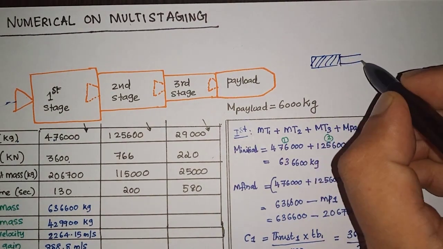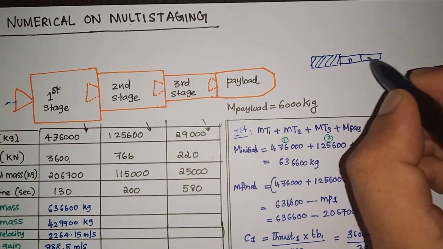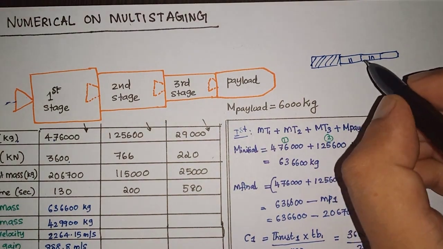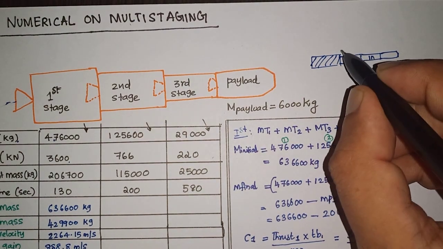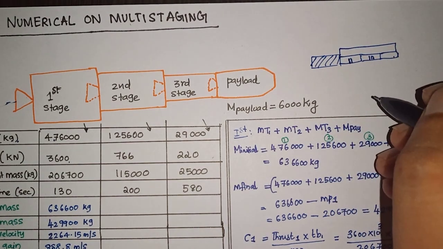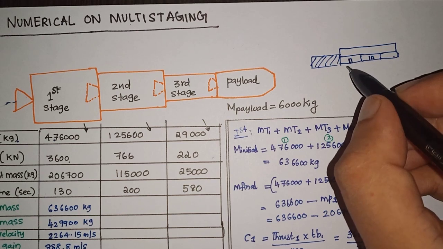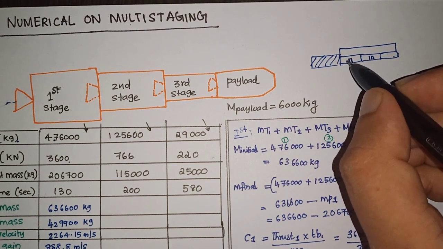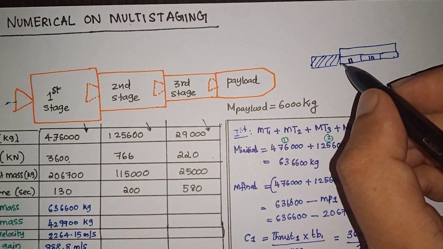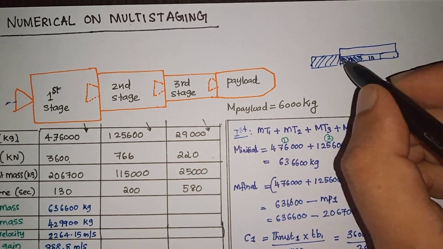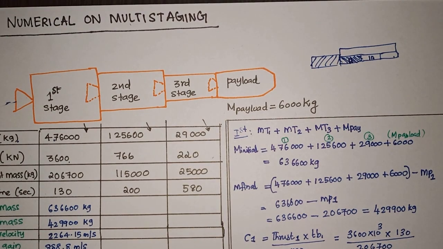Okay, now you are remaining with the second and the third stage and the payload. When you consider the second, your initial mass will be the total of the first, second, and third. Once the final mass, that is the second, in the second one, you will have some propellant mass. When that is consumed, again your second stage also vanishes. So this is how the process continues.